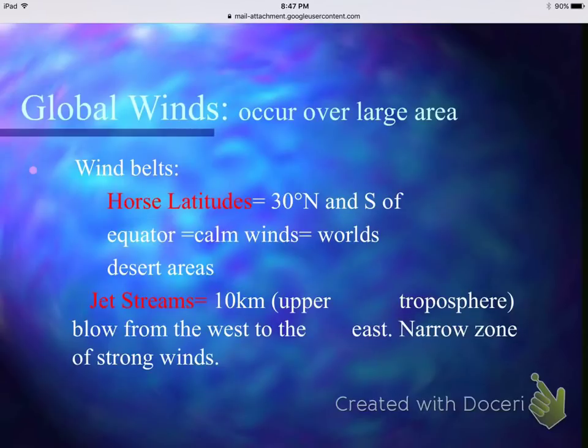You guys also need to know about the jet streams. This is about 10 kilometers up, so it's at the very top of the upper troposphere, and they blow from west to east, and it's a narrow zone of strong winds. Now, the jet streams are carrying weather. They carry actual flying jets, so the jet streams are very important to us.